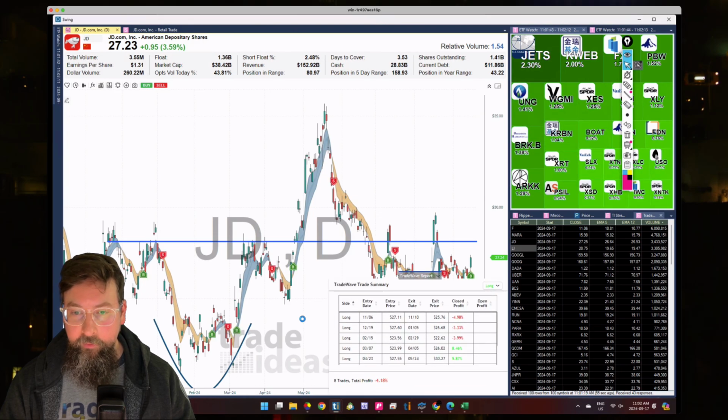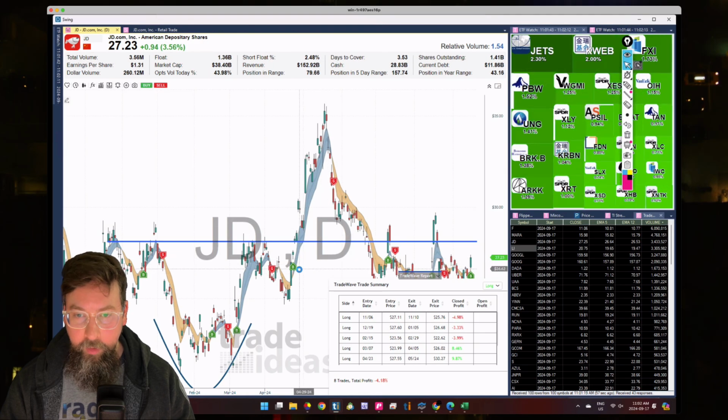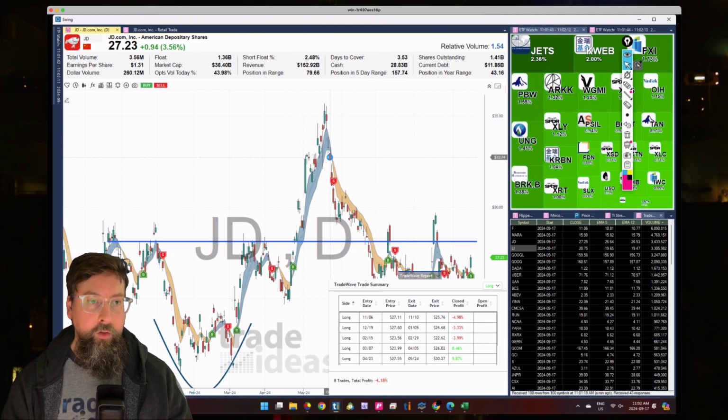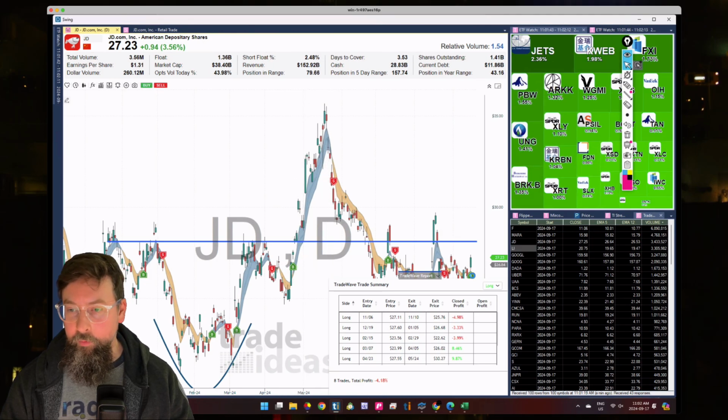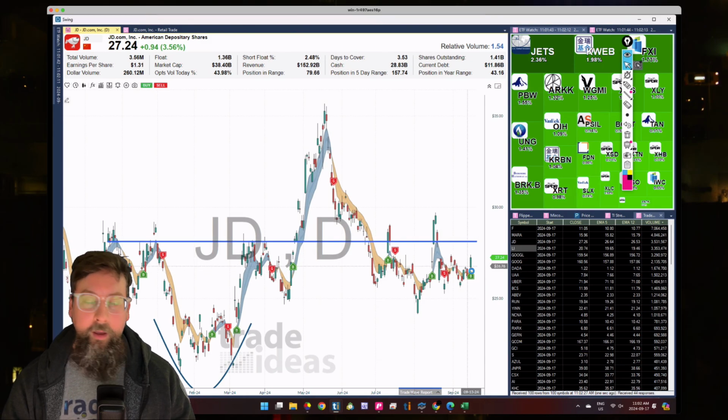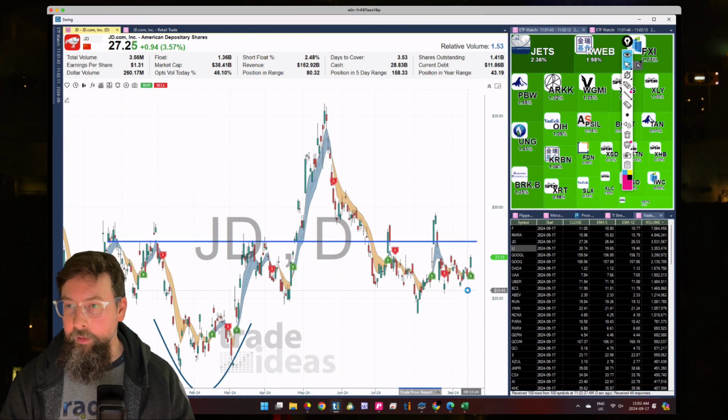Not doing fantastic because of the choppy nature of JD, but the way I would have traded it with the buy right here and then the sell if we close outside, this one trade would have made up for it. So we are going to buy right here on this one. We are going to sell when we get a sell flag or a close under the cloud.